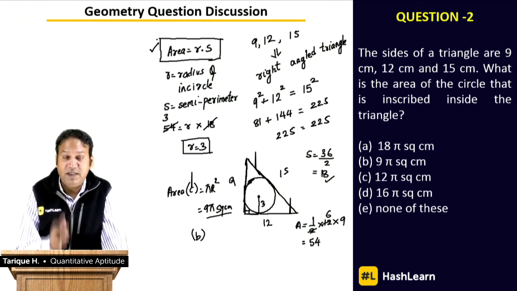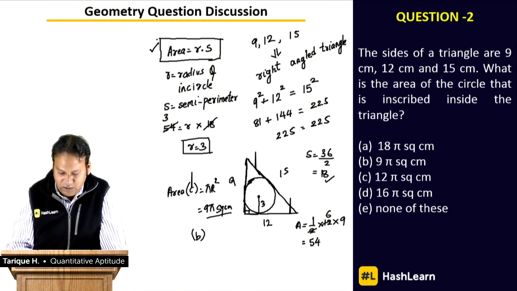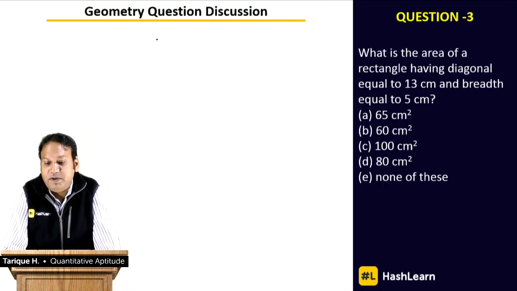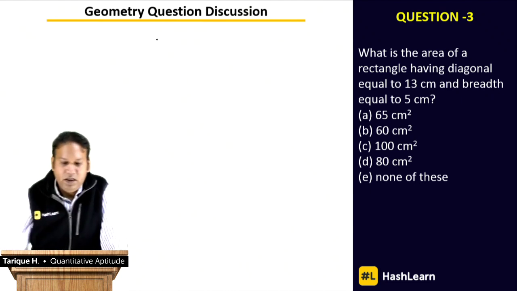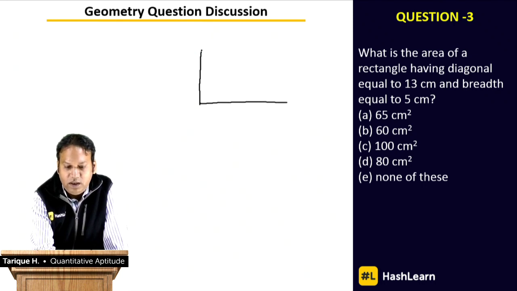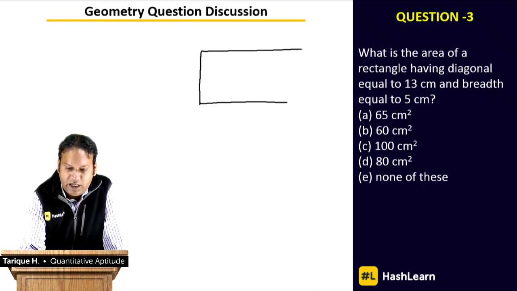Let's move on to question number 3 and look at the questions that we have in question number 3. Okay, question number 3 here. What is the area of a rectangle having diagonal equal to 13 and breadth equal to 5? So what is a rectangle? A rectangle is a figure where all angles are 90 degrees, so that's what we know is a rectangle.